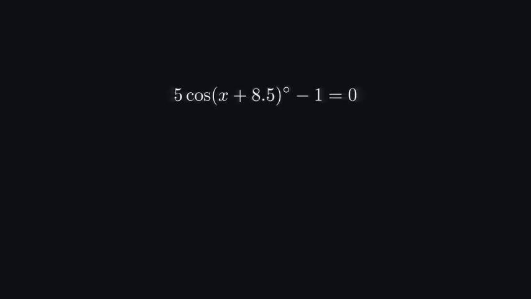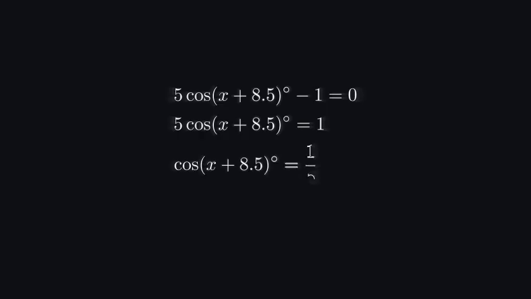5 cos of (x + 8.5°) minus 1 equals 0. 5 cos of (x + 8.5°) equals 1. Cos of (x + 8.5°) equals 1 over 5. Cos of (x + 8.5°) equals 0.2.